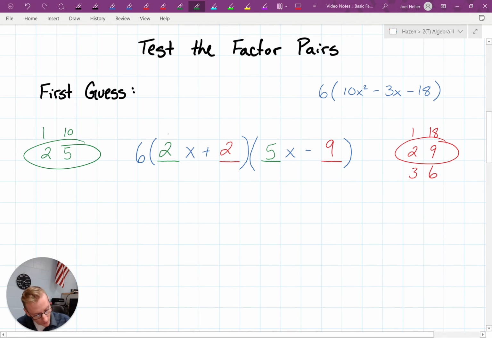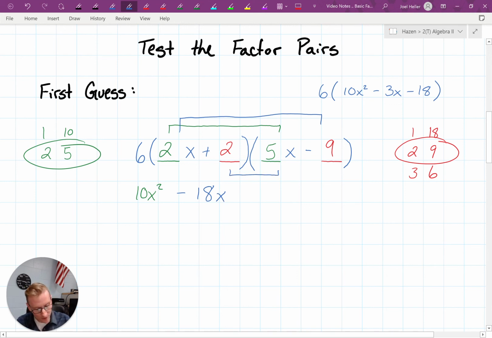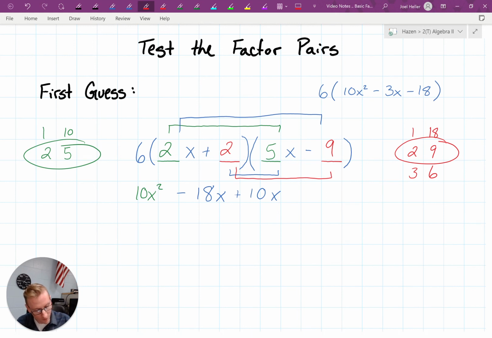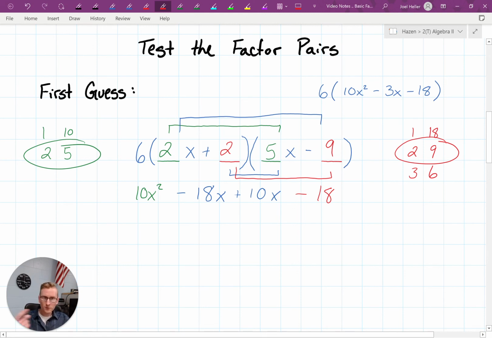So let's do first two terms. That's going to give me my 10x squared. That's what I want. Then we'll do the outside term here. 2x times negative 9, that's going to give me negative 18x. Then we'll do the inside two terms here. It's going to give me a positive 10x. And then we'll do the last two terms here. That's going to give me my negative 18. That's what I want. All I have to do now is combine my like terms.